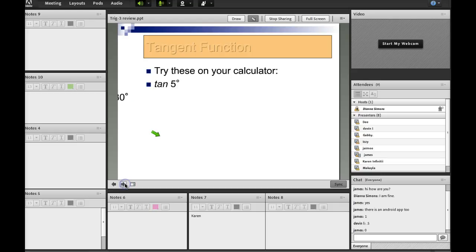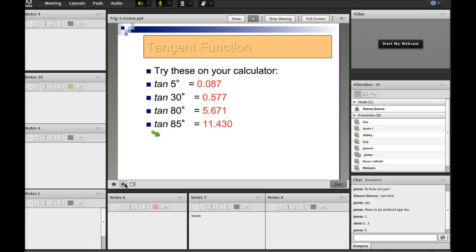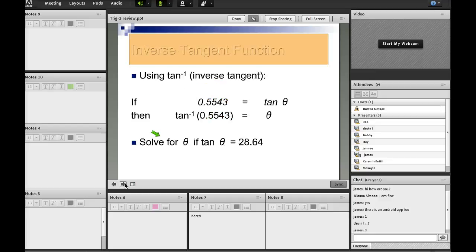So in your calculator, you would type in 5, you would type in 30, you would type in 80, and then tangent. And tangent can be greater than 1. Just so you know, it can be greater than 1. And obviously, all of these can be negative too: sine, cosine, tangent. You're going to do the same thing. Tangent of theta is 28.64, so you're going to say inverse tangent of 28.64, and then you would get your angle.